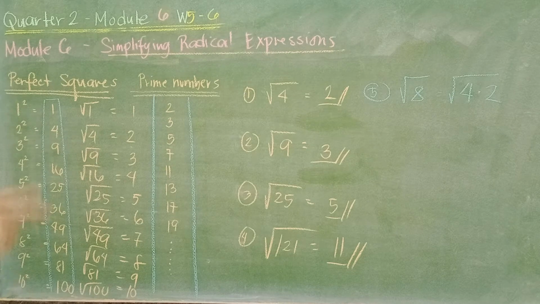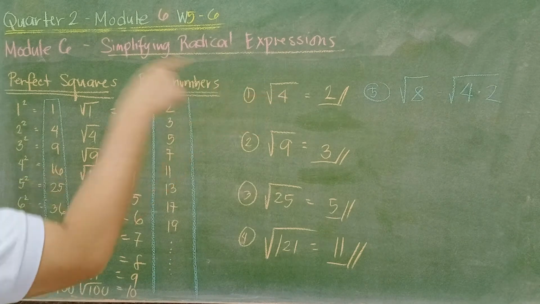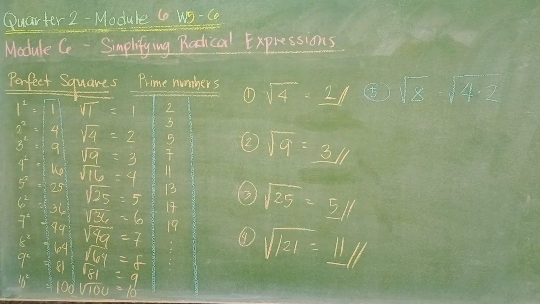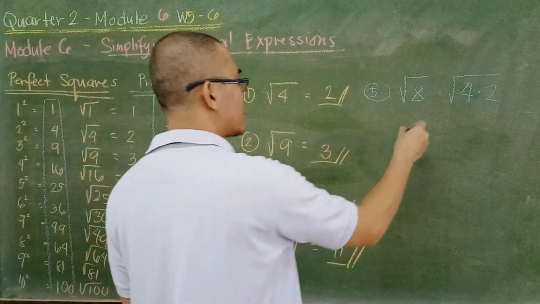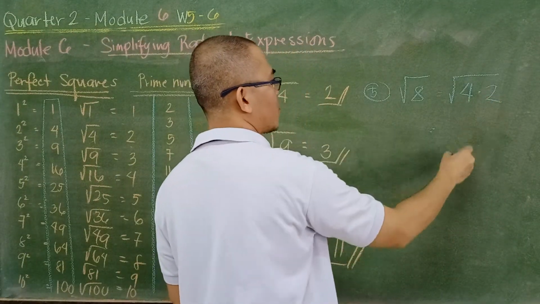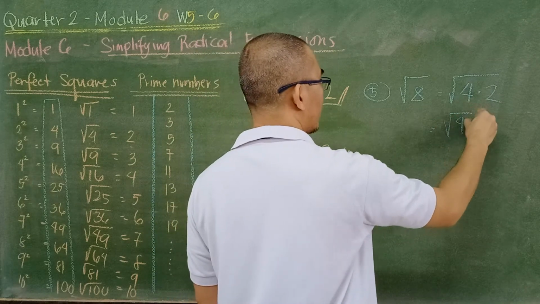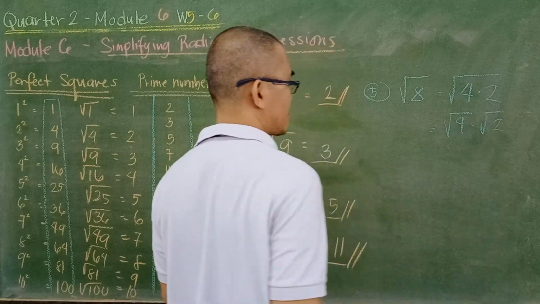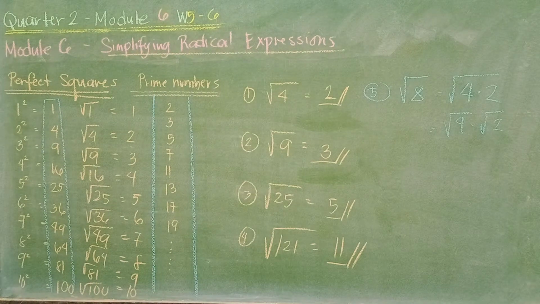So what you will do kung hindi siya perfect square, ipa-factor mo siya. So ang gagamitin mong factors, isa dito sa mga perfect square, at saka isa dito sa mga prime numbers. So yung 4 is a perfect square, yung 2 is a prime number. Next is, para mas mapadali, paghiwalayin mo yung 4 at saka yung 2. 4 times 2. And then on that format, makikita mo, yung 4, square root of 4 is a perfect square.